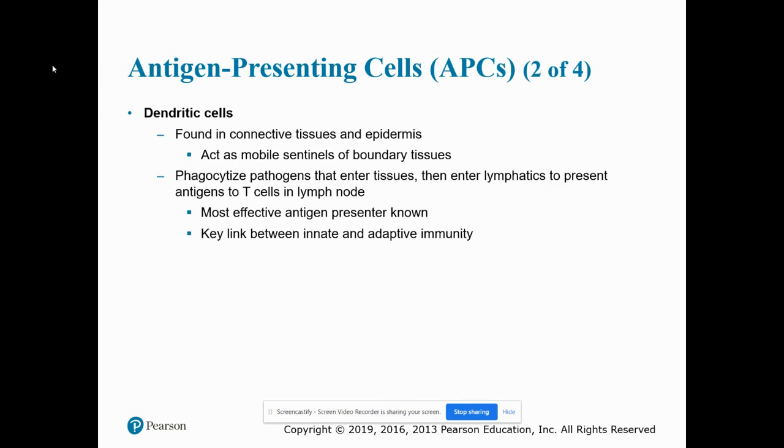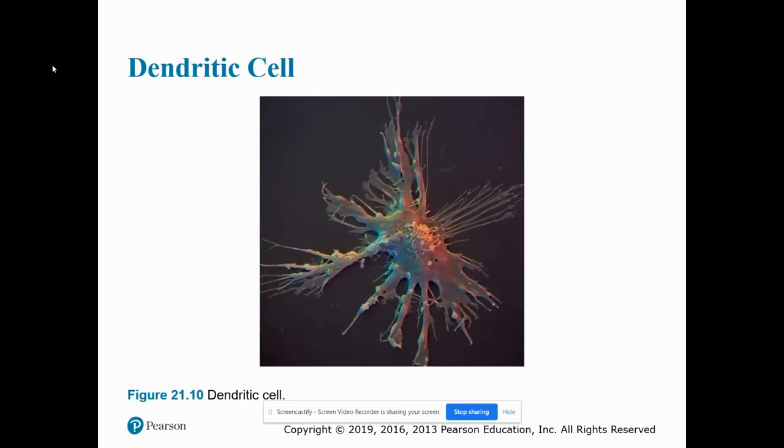Dendritic cells are found in connective tissues and the epidermis, and they basically phagocytize pathogens that enter tissues, then enter lymphatics to present antigens to the T cells in lymph nodes. They are the most effective antigen presenter known, and they are the key link between innate and adaptive immunity. That is a dendritic cell.